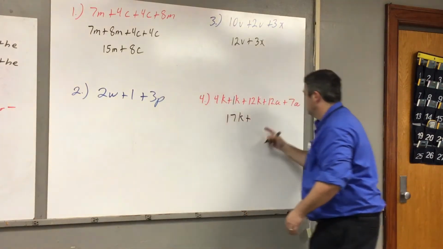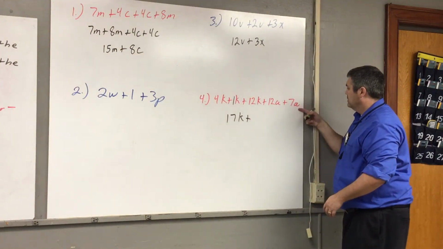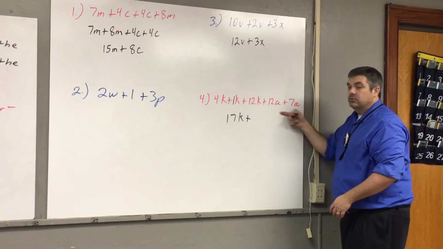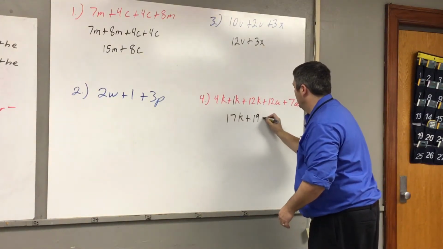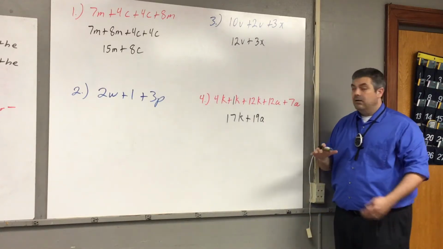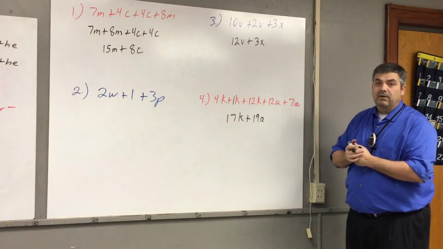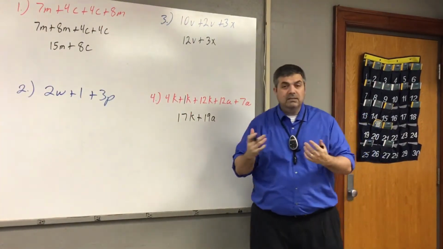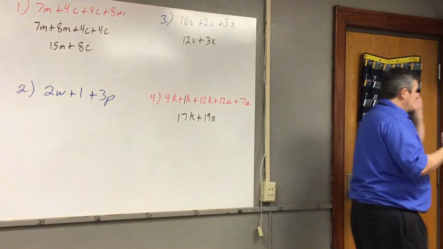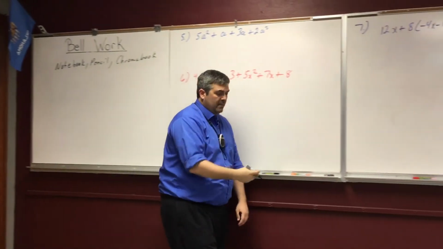17k plus, and then I'm going to come over here, 12a plus 7a. I can combine those two together also. 19a. So now I can't combine those. Different variables, different exponents. Okay, 17k plus 19a. That's all I can do to that one. That's all there is. All right, so now, remember, same variable, same power.